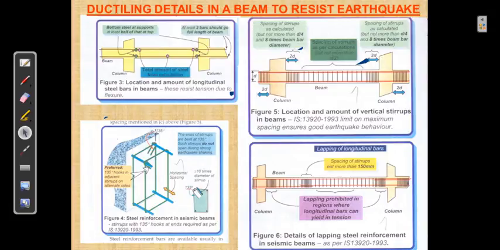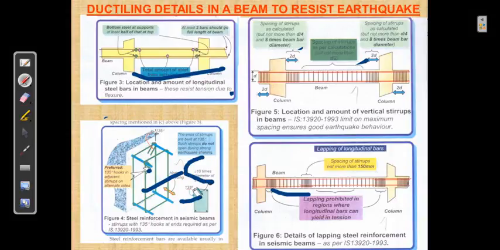Detailing in a beam to resist the earthquake. See, total amount of steel from calculations. And spacing, here the horizontal spacing of the stirrups will be 10 times the diameter, and the beam spacing is not more than 150 mm.